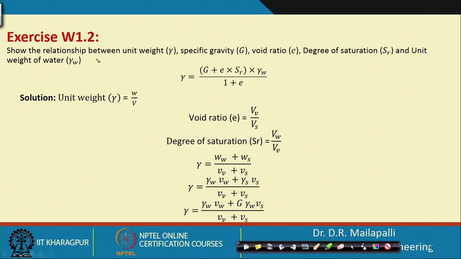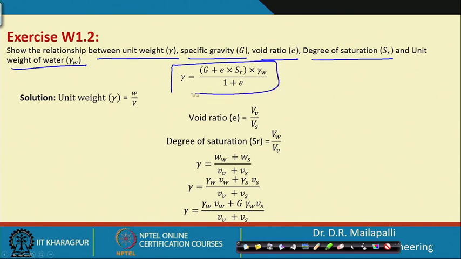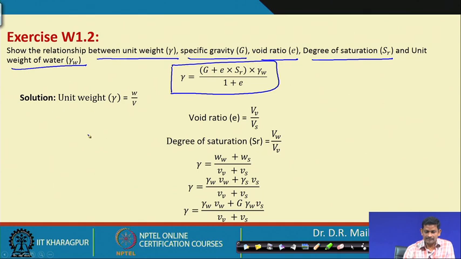Show the relationship between unit weight, specific gravity, void ratio, degree of saturation, and unit weight of water. Okay, so this is a big relationship. If you see this, the relationship looks like this: gamma is equal to (G plus e into S_r) into rho_w by 1 plus e. Before that, as we did previously, unit weight is W by V, void ratio is V_v by V_s, and degree of saturation is V_w by V_v.